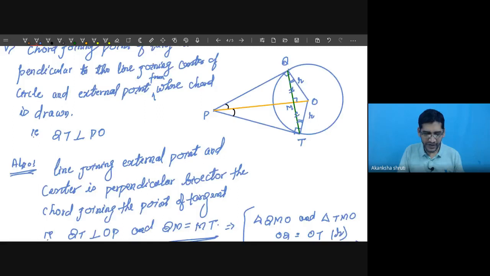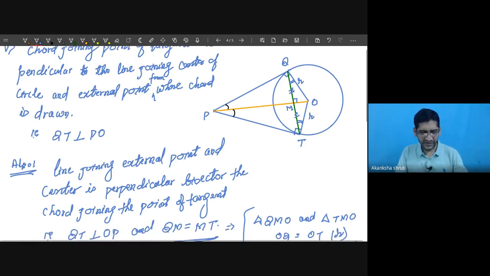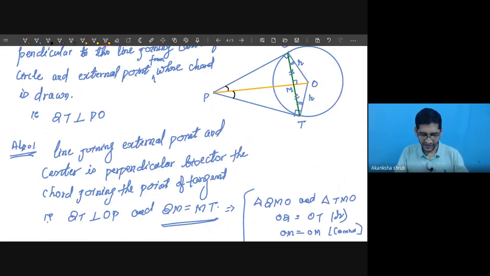Here we have to keep in mind that the line joining the external point and center is perpendicular to the chord joining the points of tangency. Okay, this is the point that we have to keep in mind. It is very much helpful. This we will use. Now coming to a few more things.